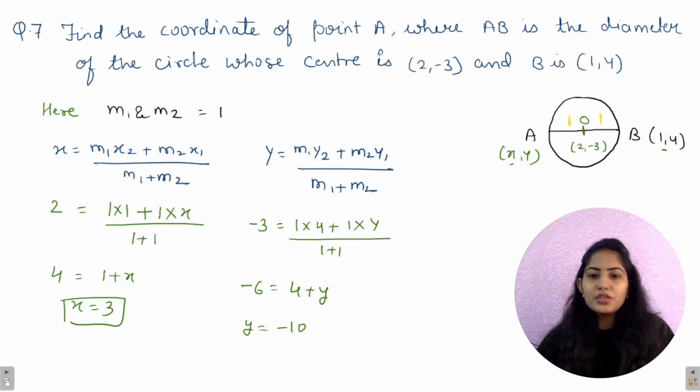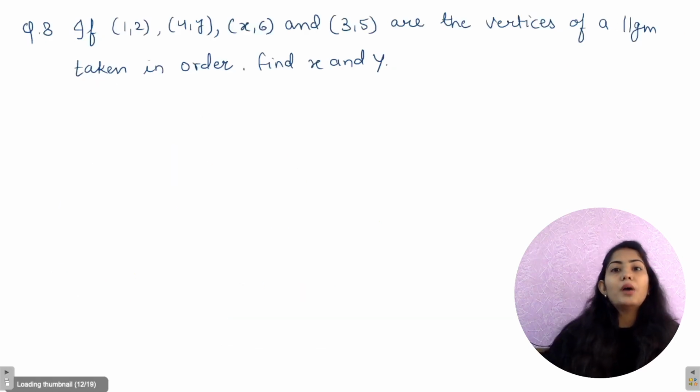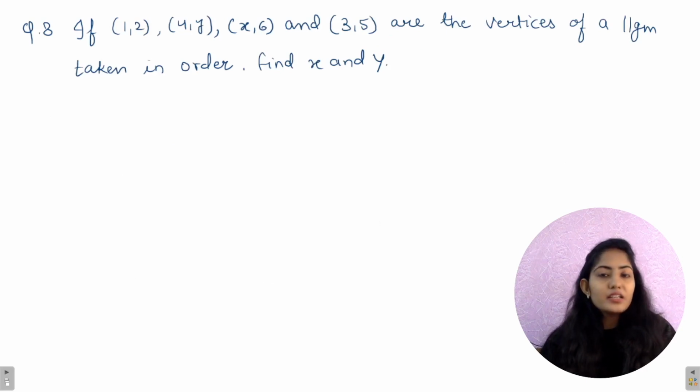So this is the solution. Hope you understand it. Now come to the next slide. There is another question in which four vertices of a parallelogram are given in order and you have to find the values of x and y. So first of all we will make a parallelogram here.